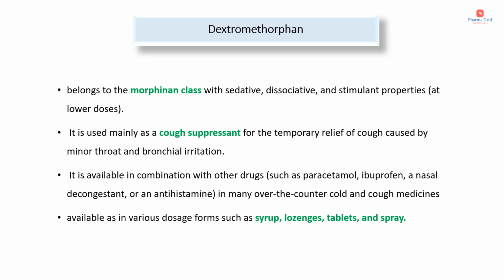So the next drug is dextromethorphan. It belongs to the morphinan class with sedative, dissociative and stimulant properties at lower doses. It is used mainly as a cough suppressant for the temporary relief of cough associated or caused by minor throat and bronchial irritation. It is available in combination with other drugs such as paracetamol, ibuprofen, a nasal decongestant or an antihistamine in many over-the-counter cold and cough medicines. It is available in various dosage forms such as syrup, lozenges, tablets and spray.